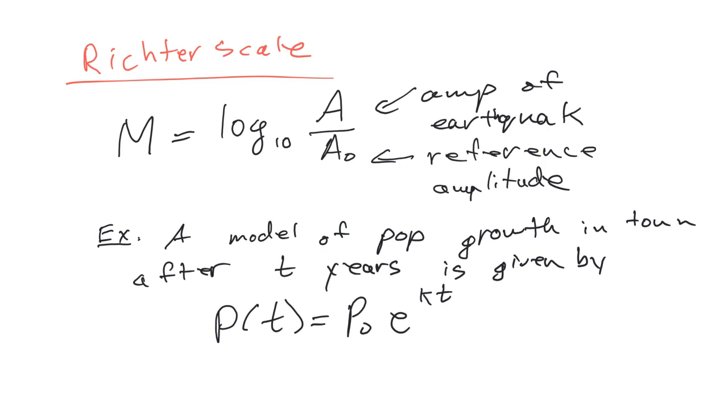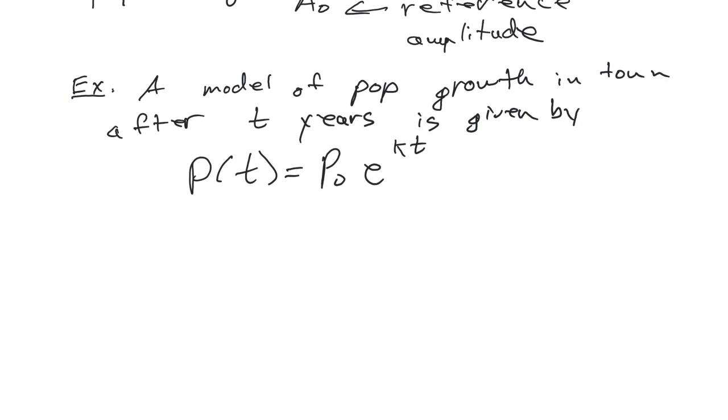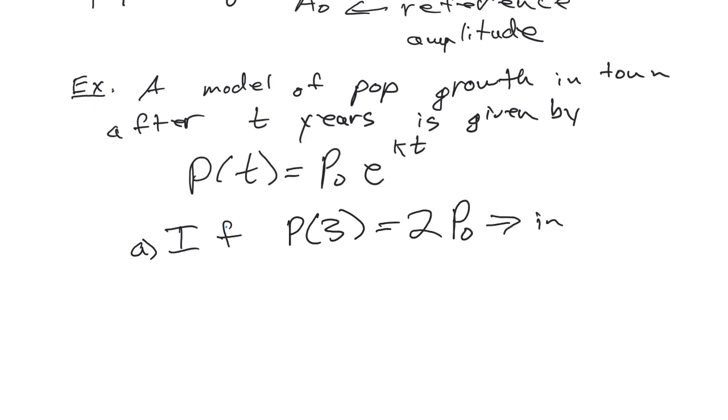So here's what it's telling us. Now, if we have the following, P of 3 is equal to 2P0. This means in 3 years, our population doubles. We need to find k.